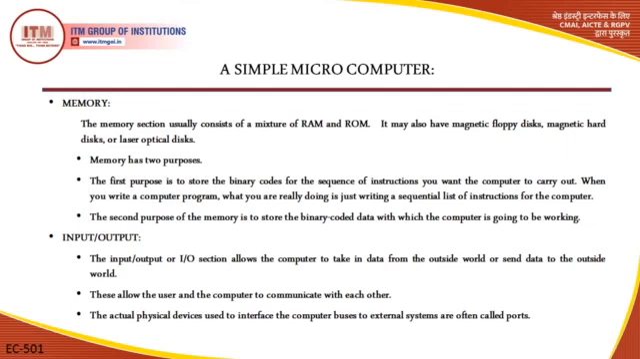Next section, the input output. The input or output section allows the computer to take in data from the outside world and send data to the outside world, just like a keyboard as an input and a monitor as output. These two devices allow the user to interact with the computer, and the actual physical devices used to interface them are called ports, input or output.